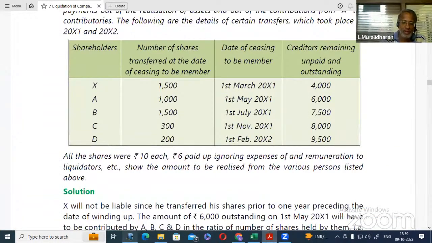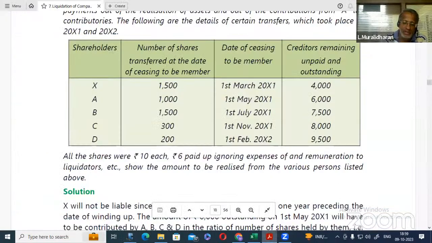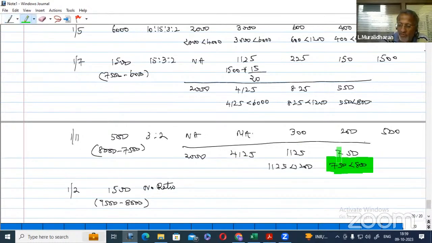D. 1st of February, increase is 1500. 9,500 minus 8,000. No ratio. Now I know the gap is only to the extent of how much? 50 rupees. So, not applicable, not applicable, not applicable. Here I will be writing only 50 because I knew the difference. To hit that maximum, I will have only 50. So, only 50 I will be in a position to collect.